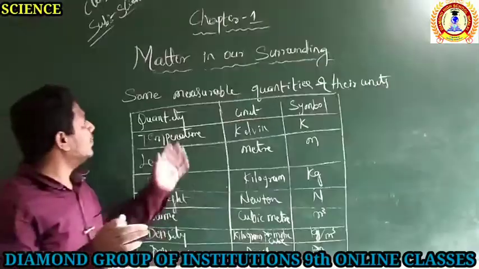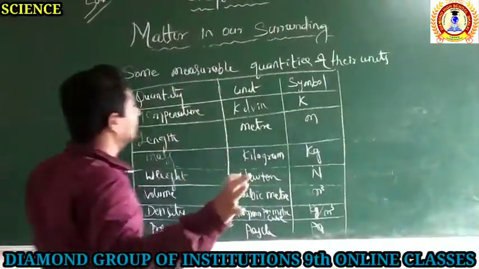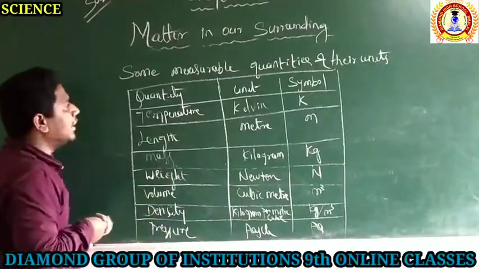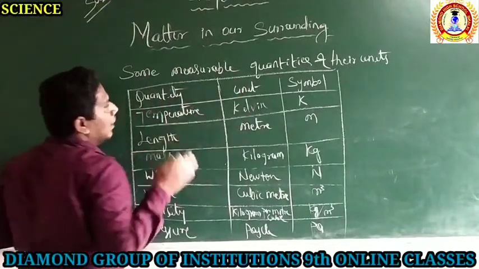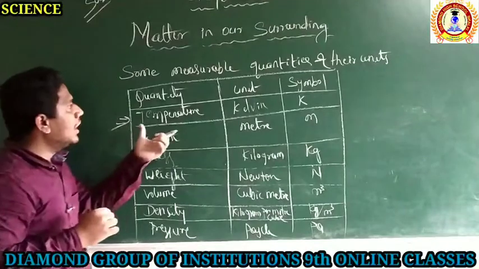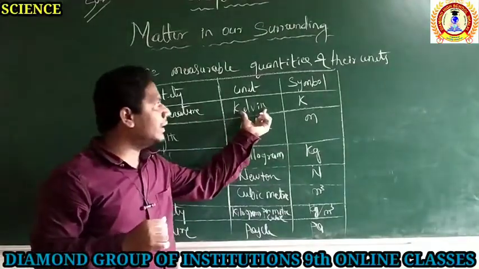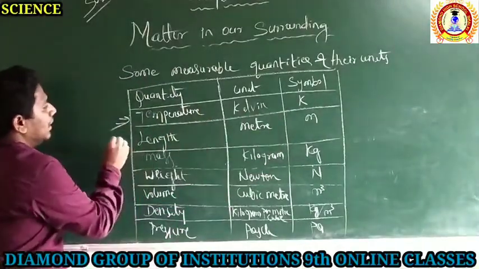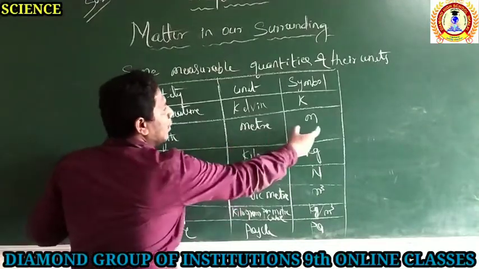Right. Some measurable quantities and their units are there. Just to remind you one more time, I am mentioning some of the measurable quantities in our day-to-day life. Okay, so quantity, unit, and symbol. I made three columns there. The first quantity is temperature. In which unit is temperature measured? Temperature is measured in the Kelvin unit, and the symbol is K. And length is measured in meters, symbol m.